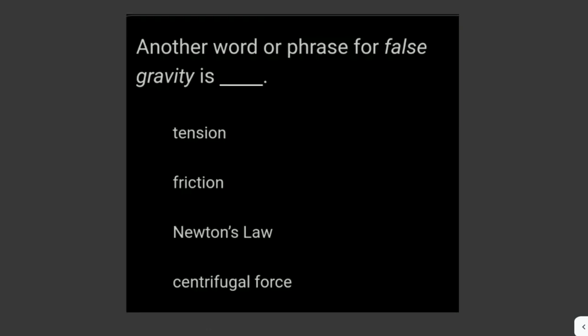Another word or phrase for false gravity is tension, friction, Newton's law, or centrifugal law. The answer here is centrifugal force. I meant centrifugal force, not law. Centrifugal force is the only phrase accurately adhering to the notion of gravity, and it acts towards the outside of an object in circular motion, creating an effect similar to that of gravity. And a familiar example of this is the roundup ride in amusement parks.